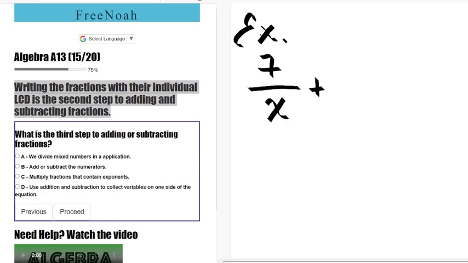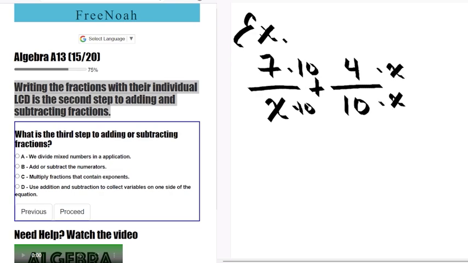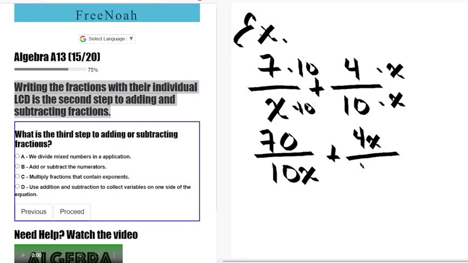Example, we have 7 over x plus 4 over 10. Well, here we're going to multiply the first fraction by 10, numerator and denominator. And for our second fraction, we're going to multiply by x, numerator and denominator, giving us 70 over 10x plus 4x over 10x. Notice how here we have a least common denominator of 10x.